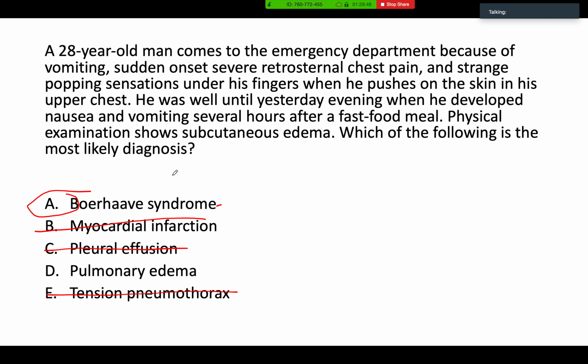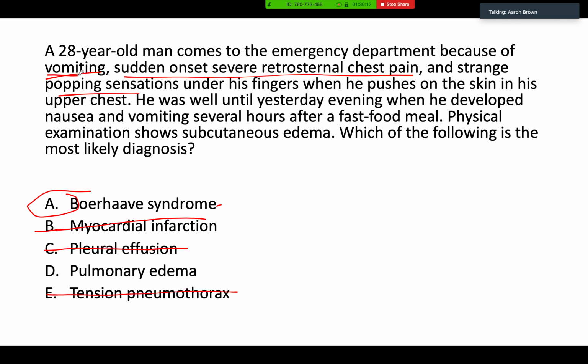Okay, so let's just look at this question stem and see if we can figure it out. So, this patient was vomiting. Sudden onset retrosternal chest pain, strange popping sensations. Those are the three things he's complaining of. And so when it comes to vomiting and your patient coming in with severe problems, there are two problems, right? It's either Mallory-Weiss or Boerhaave's syndrome.